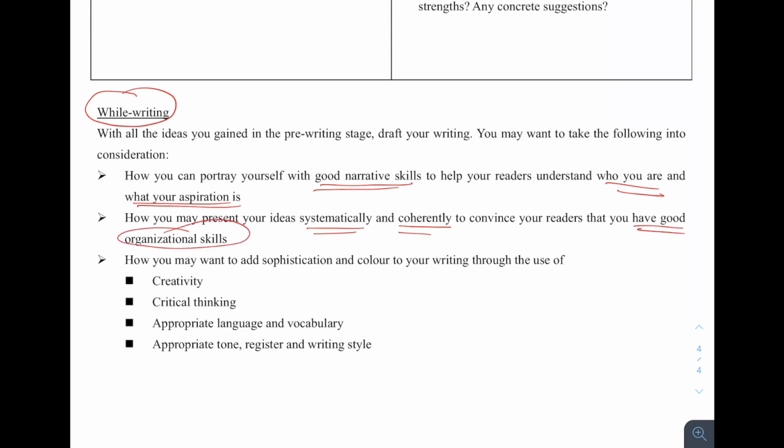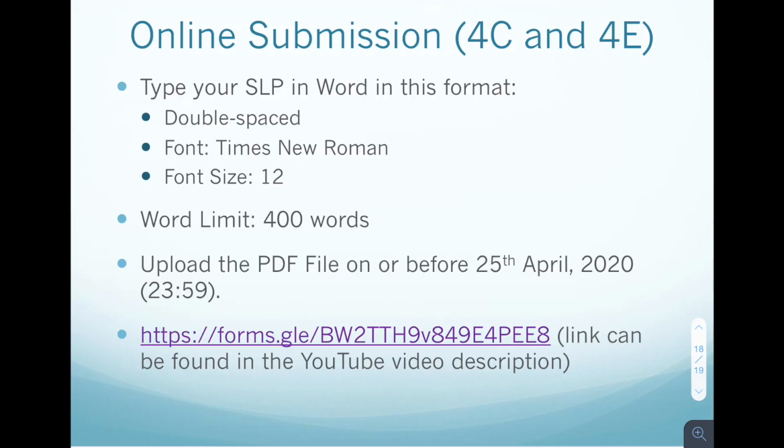This one is important. And how may you want to add sophistication and color to your writing through the use of, for example, creativity, critical thinking, appropriate language and vocabulary. And remember, you should use a formal tone when you write, because the readers will be the professors. Okay, lastly, let's talk about the submission of your SLP essay.